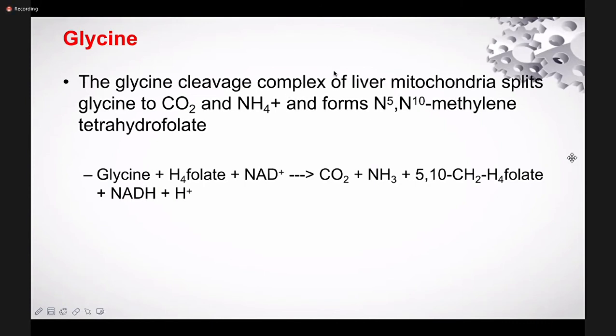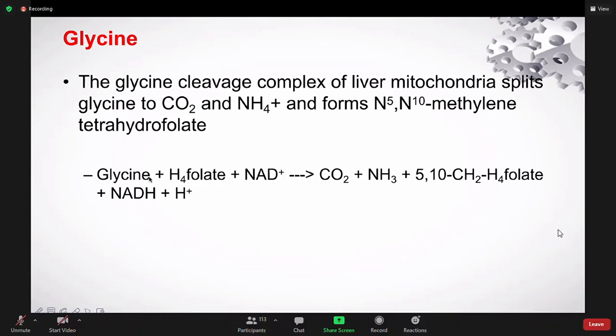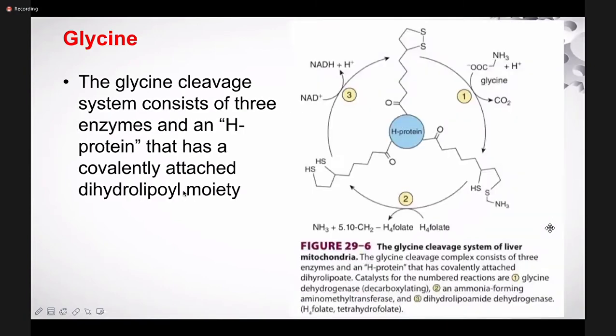So ang glycine, there is a glycine cleavage complex of liver mitochondria which splits the glycine to CO2, ammonia, and forms methylene tetrahydrofolate. So ito ang reaction niya, yung glycine. And the glycine, there is a glycine cleavage system which consists of actually 3 enzymes. So 1, 2, 3, and an H protein that has equivalently attached dihydrolipoyl moiety. So this is how the glycine is catabolized.